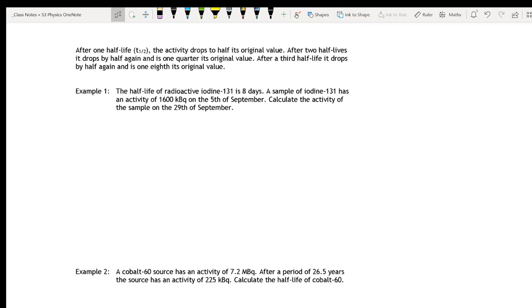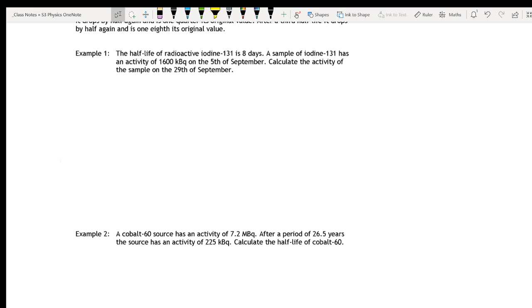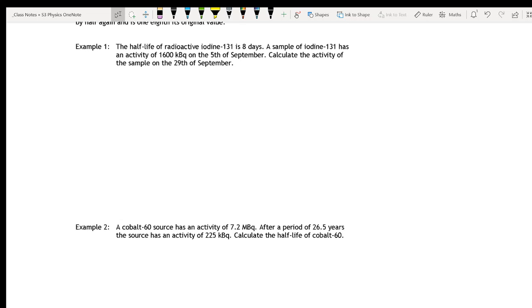we'll just finish up. After 1 half-life, the activity drops to half its original value. After 2 half-lives, it drops by half again. There's a quarter of the original value. After a 3rd half-life, it halves again and it's 1/8. Okay, so example 1. The half-life of radioactive iodine-131 is 8 days. So that means the time it takes for the activity to halve is 8 days. A sample has an activity of 1,600 kilobecquerels on the 5th of September.